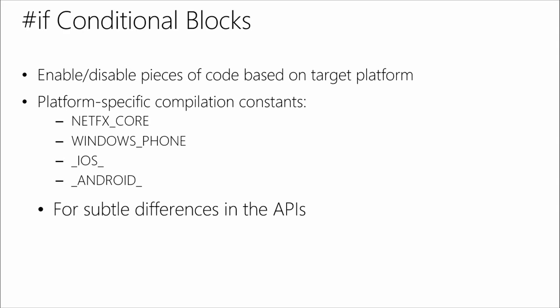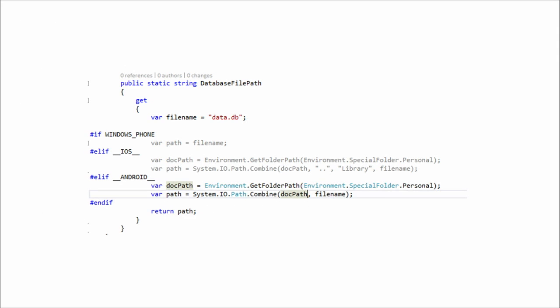So on iOS, you have a default one, __iOS__, and I'll show you that. But in Android, you have the same thing. And on the Windows Phone, you have WINDOWS_PHONE, and then on the full framework, you have the same thing. This is great for when you have subtle differences between the different platforms, but essentially a lot of the code is the same. For example, here we have a database file path property, a getter.